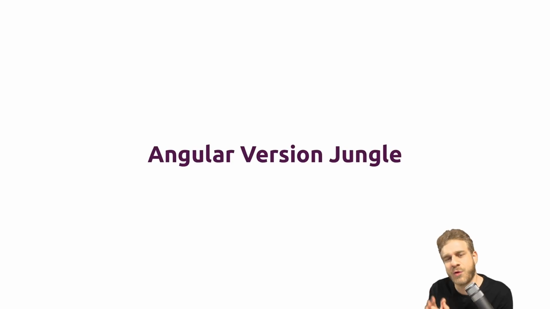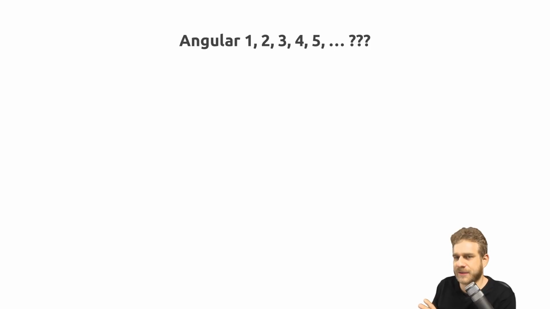Let's start with one thing that sometimes leads to a lot of confusion, the Angular version jungle. We got Angular 2, 4, 5, 6, soon at least. So what are all these versions about? Well, let's have a look.